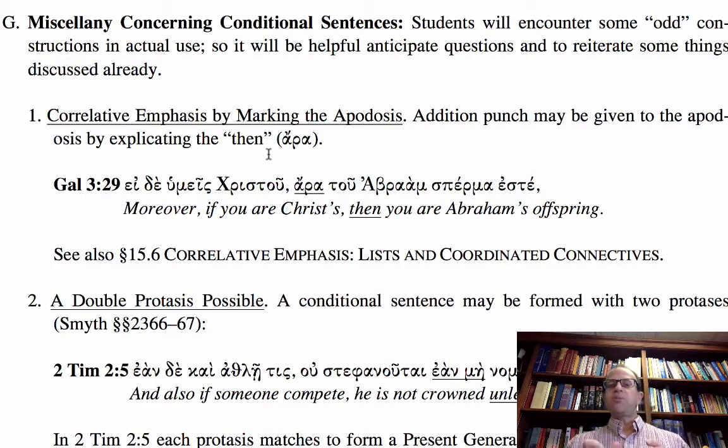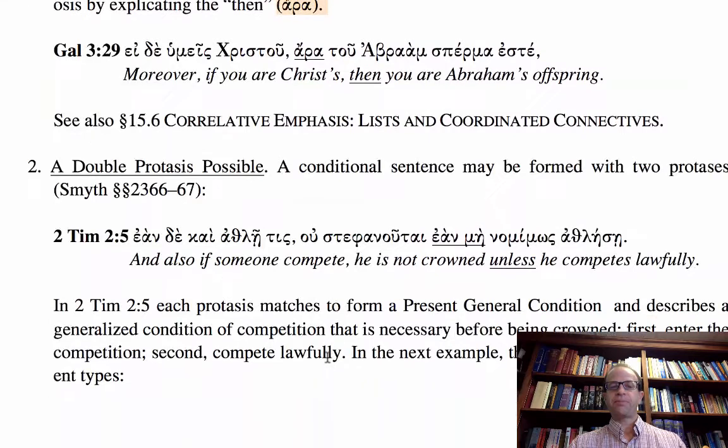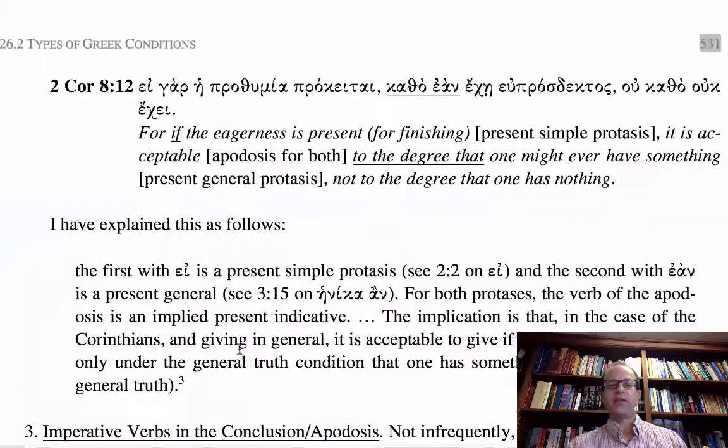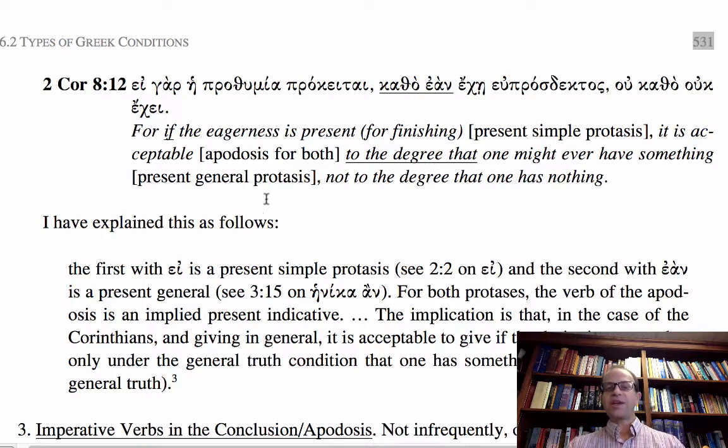First of all, you can mark emphasis on the conclusion by adding an explicit then. So ara can be added to mark the apodosis more emphatically. You can also have conditional sentences that are not only mixed, but they will have a double protasis. And so you'll have two different protases working with one conclusion. So two different suppositions, one conclusion. And sometimes these can be even of different kinds.